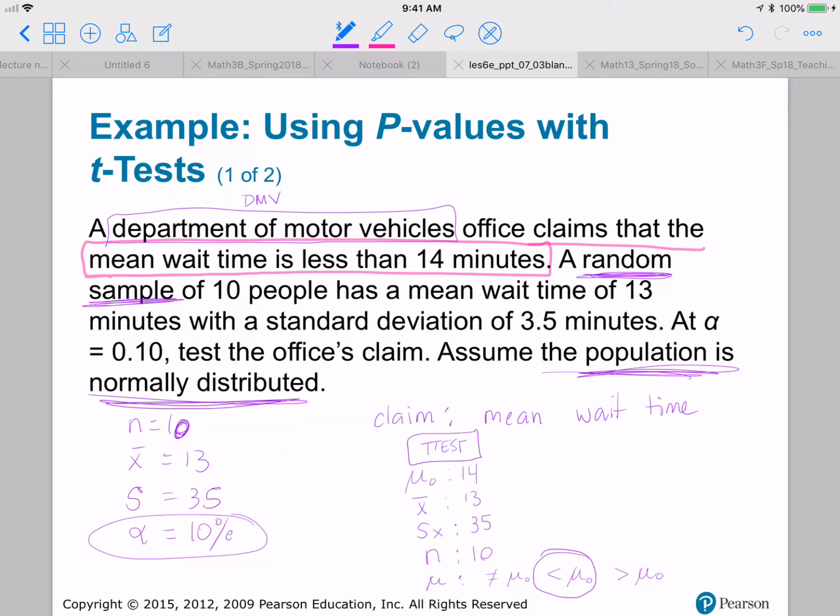And then I'm going to hit calculate. And my output: mu less than 14, t equals negative 0.09035. Okay, p equals 0.46499. x bar equals 13. Sx equals 35. n equals 10.